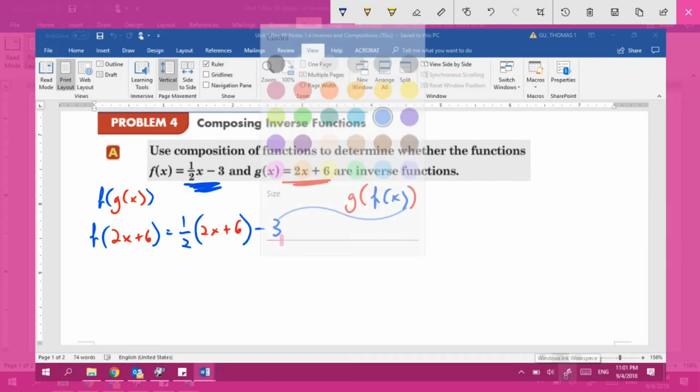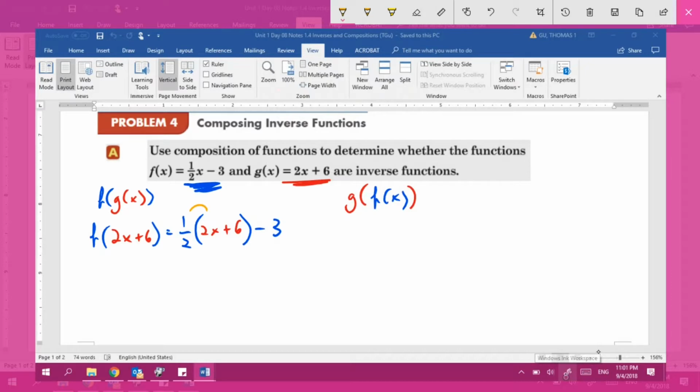So now let's distribute. 1/2 times 2, 1/2 times 6. What is 1/2 times 2x? That's just going to be x. And what's 1/2 times 6? That's just going to be 3, so plus 3. And we got minus 3 at the end. The plus 3, the minus 3 cancel each other out. Boom, my answer is x. Okay, one way, check mark. Good job, boys and girls.